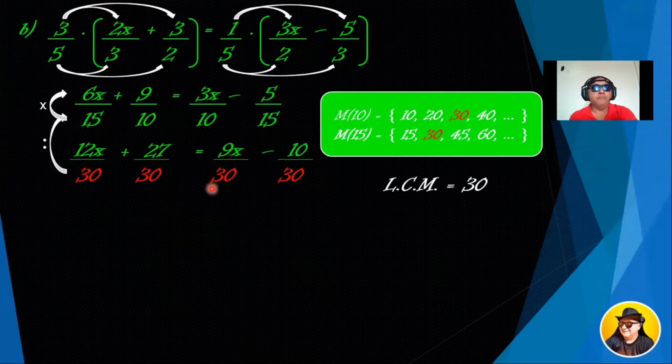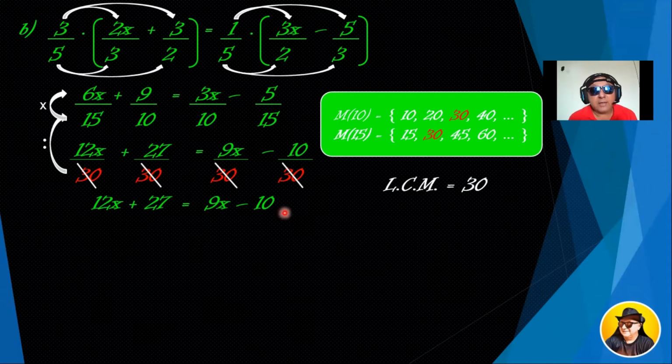Okay? So, the moment. Cancel every denominator. So, pachaco, pachaco, pachaco, and pachaco. All right? What remains? 12x plus 27 equals 9x minus 10. Okay? So, you remember, this equation is step 1.